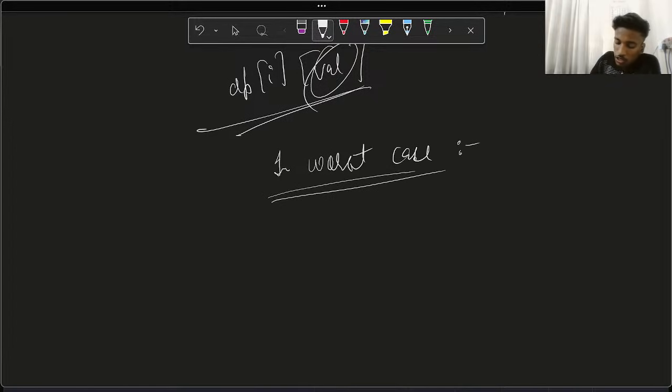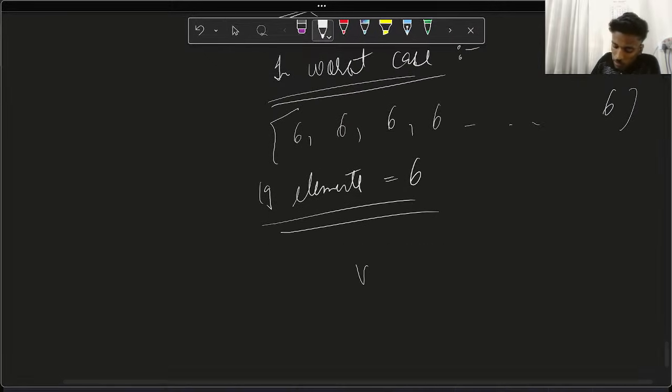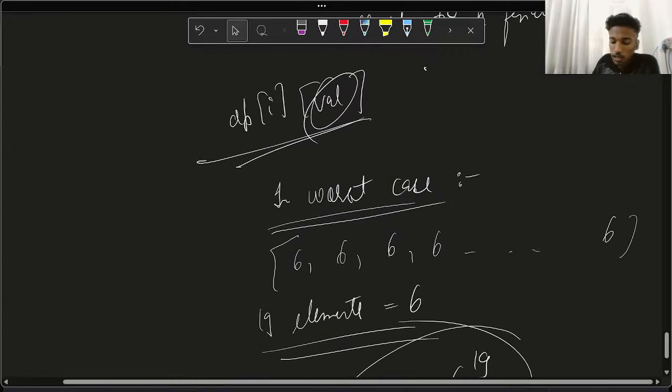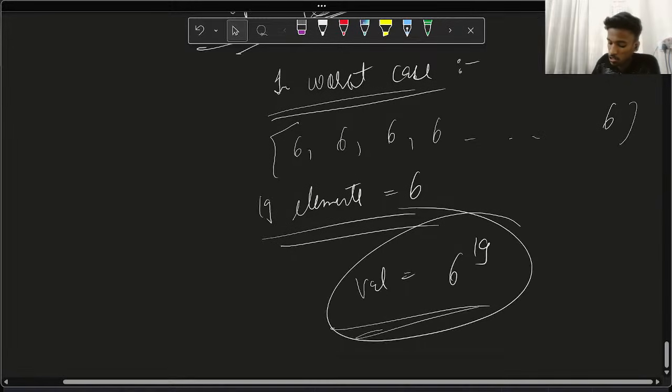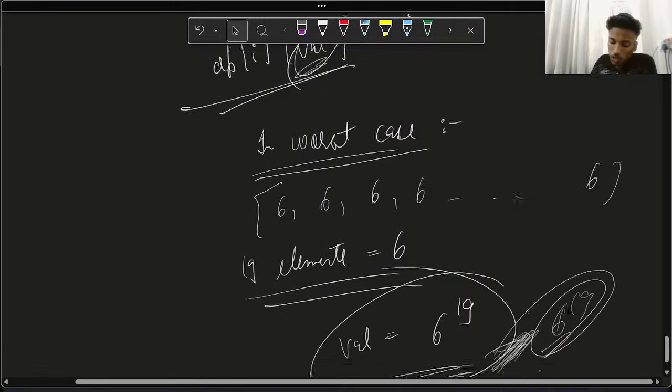In the worst case, all the 19 elements are equal to 6. So in this case, what will your val become? Your val will become 6 power 19, and this is a very large value. You can't make an array of a size this large. And this is the upper bound. 6 power 19 can appear in an array in some case. So this is one of the problems.